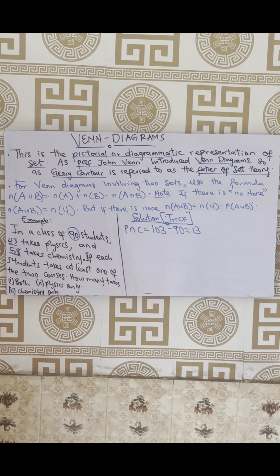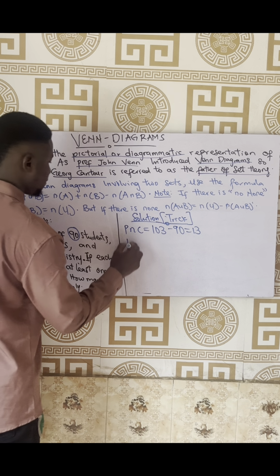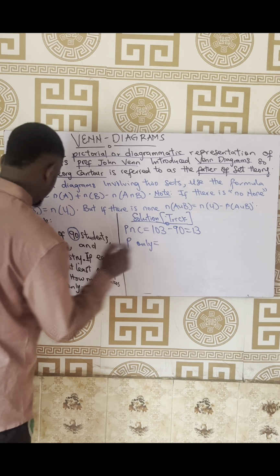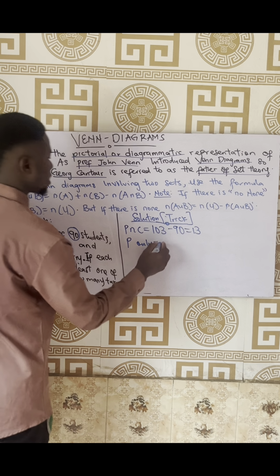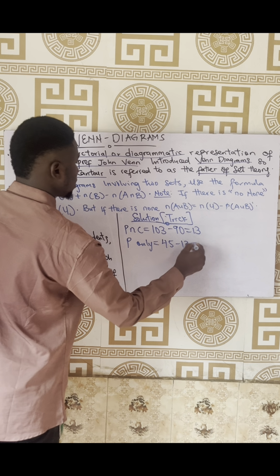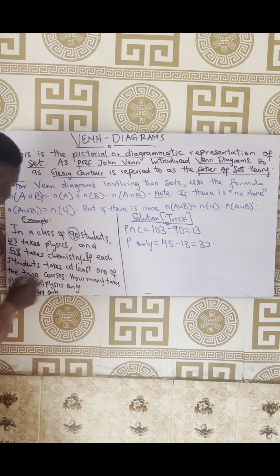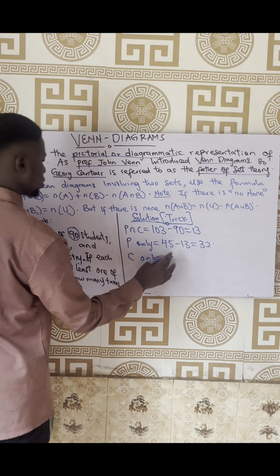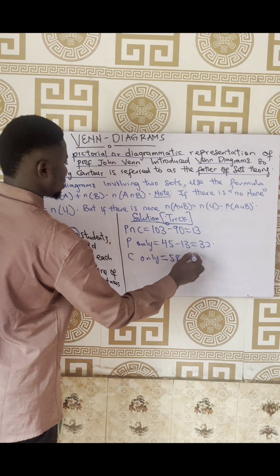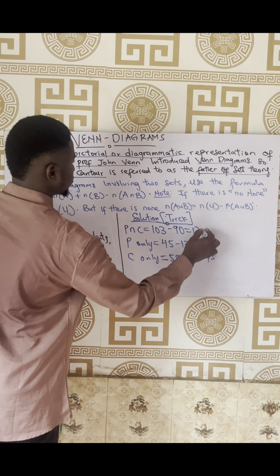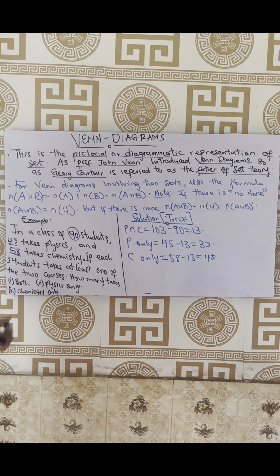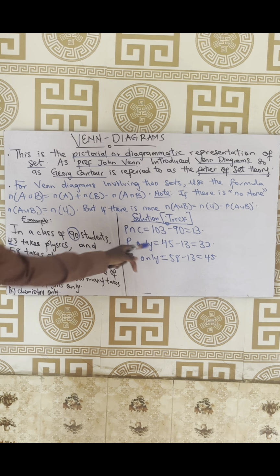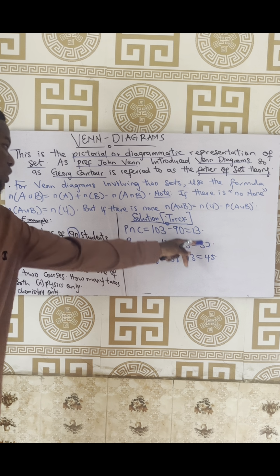So that is very simple. Then you will now look for physics only. Physics only would be physics, that is 45, minus the intersection. 45 minus 13 is 32. Chemistry only would equal chemistry minus the intersection: 58 minus 13, and that is 45. That's the answer, guys. You don't need to stress yourself. So chemistry only will just be those that take chemistry minus the intersection, and physics only will be those that take physics minus the intersection, and that's it.